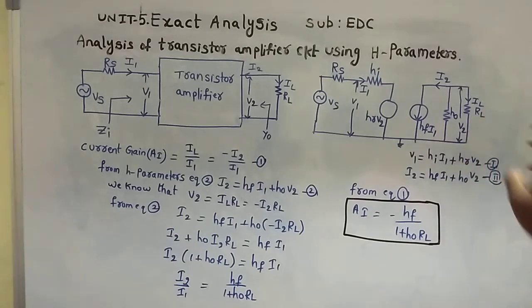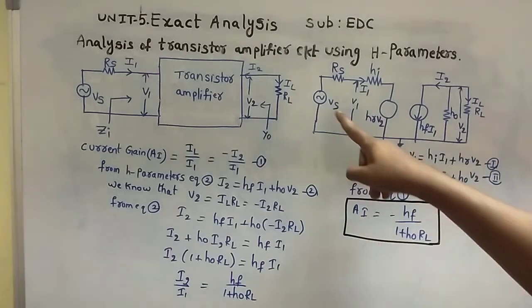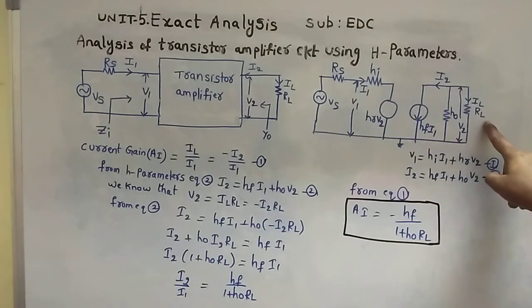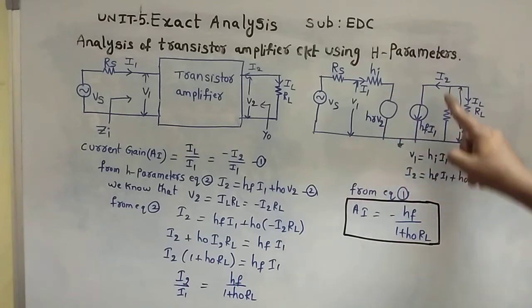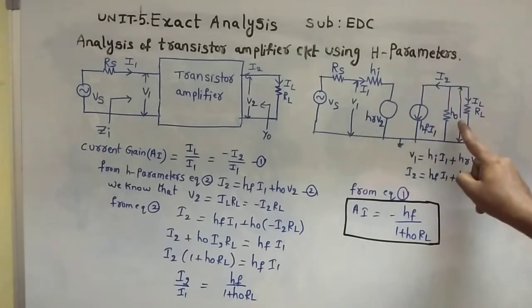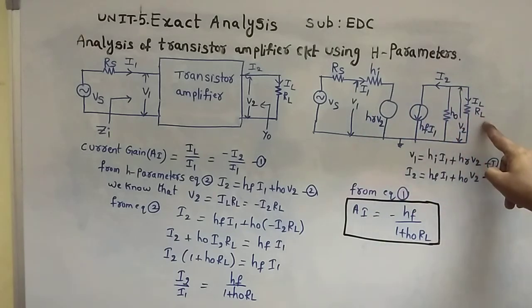This circuit, up to here, is the equivalent hybrid model circuit without Rs, Vs and ZL. If it is acting as an amplifier, we have to take Vs and Rs, and the output across RL. Then the input current is I1, output current is I2, input voltage is V1, output voltage is V2, and the output we collect across the load resistance. For this hybrid model circuit, we have to find the current gain, voltage gain, input impedance and output admittance.